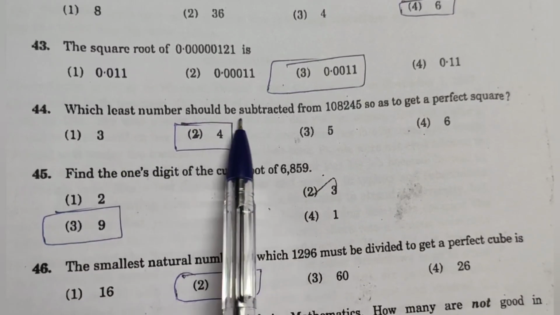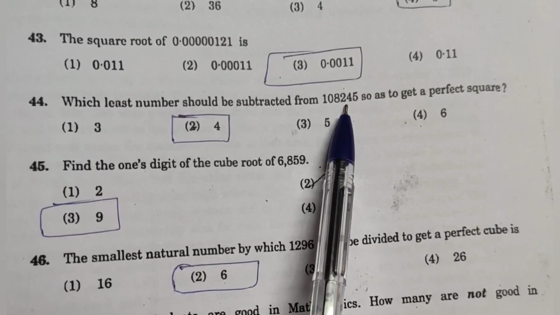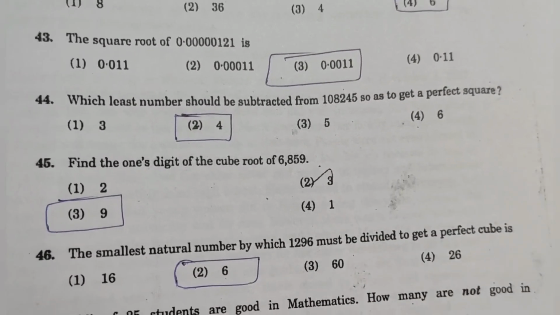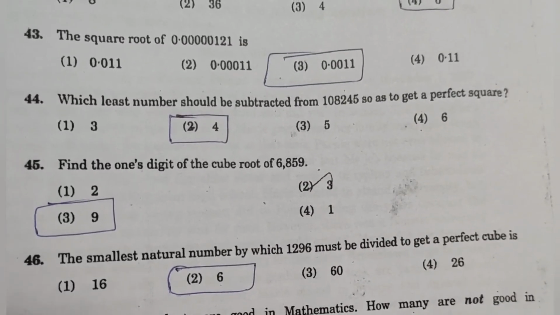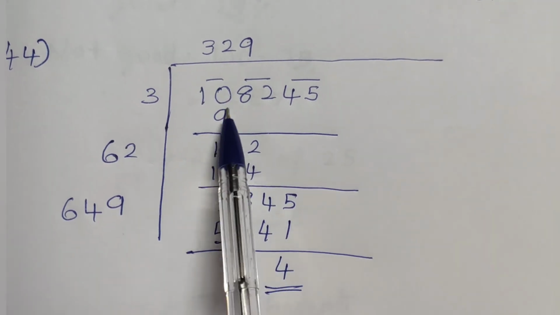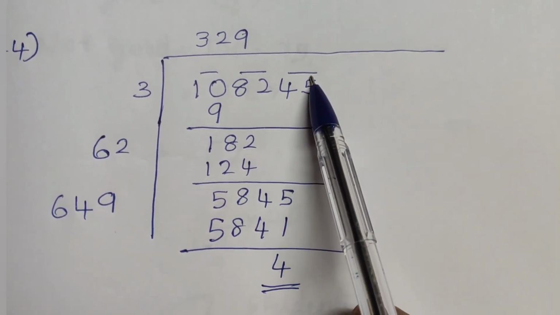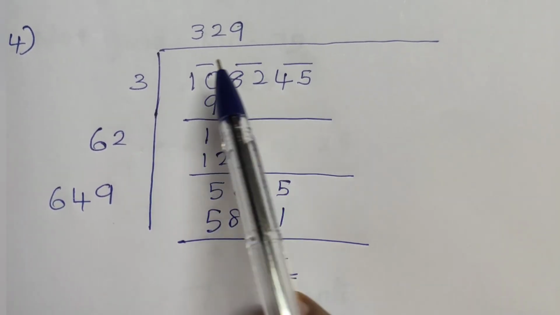44. Which least number should be subtracted from 1,08,245 so as to get a perfect square? You must subtract which number to make it a perfect square? I take the square root of 1,08,245. Pair the number from right hand side as 2, 2. Put a bar over 2 digits.